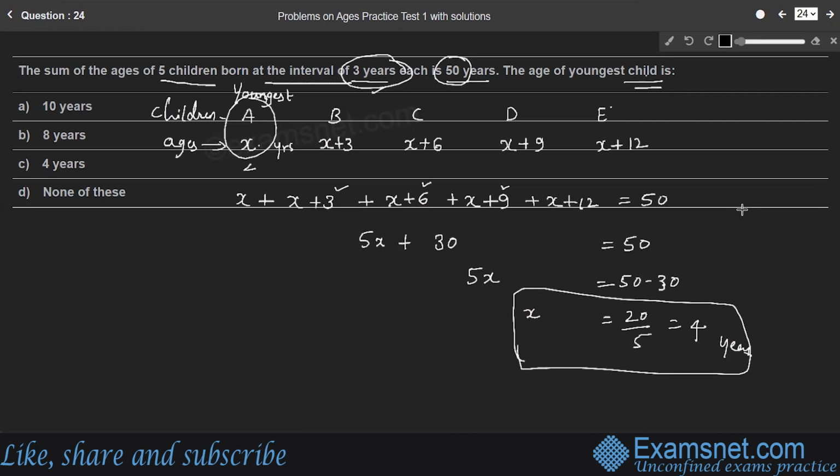A's age is 4 years and B's age becomes 4 plus 3, 7. Then 7 plus 3, 10. 10 plus 3, 13. 13 plus 3, 16. So that the sum becomes 50. The sum of their ages: 16 plus 13 is 29, plus 10 is 39, plus 7 is 46, plus 4 is 50. So this is how you have to verify the answer. Here, the age of the youngest child is 4 years. Option C is the right answer.